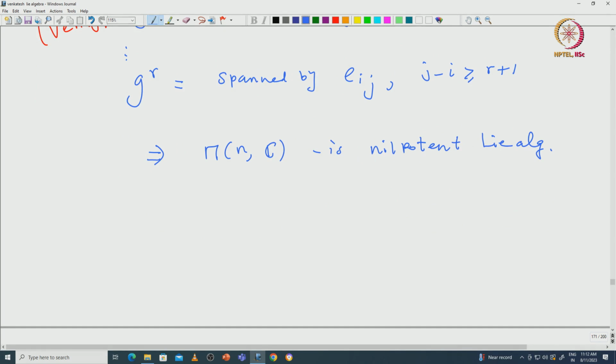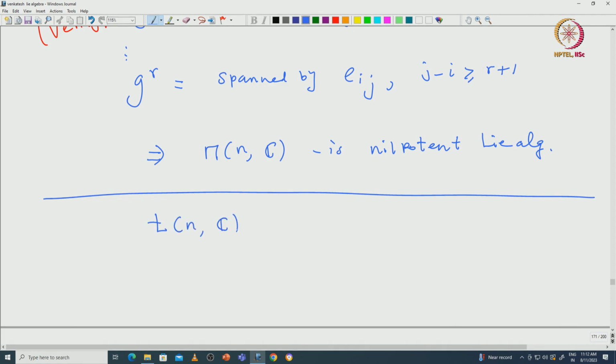So, let us move on. If we take the triangular matrices, which we denote by T n C, this is the set of all upper triangular matrices. This is not nilpotent. This is solvable, but not nilpotent.